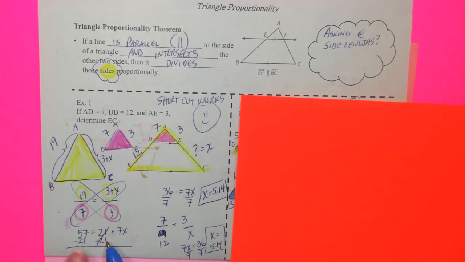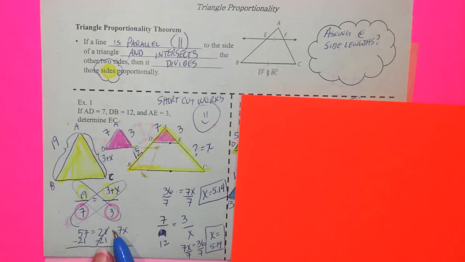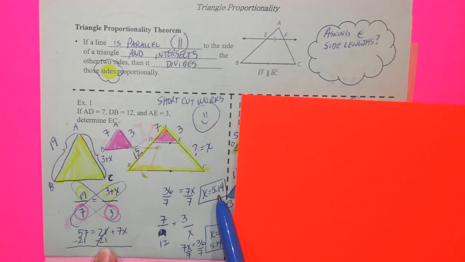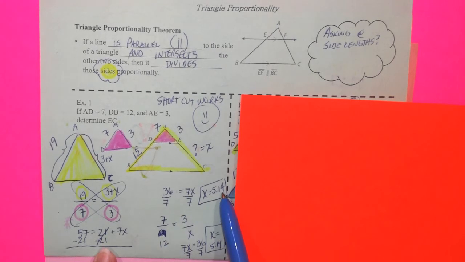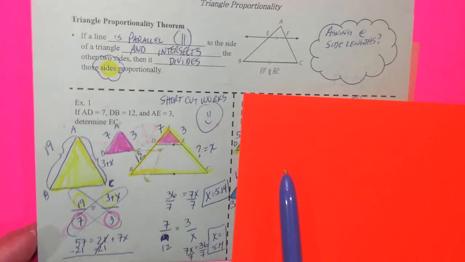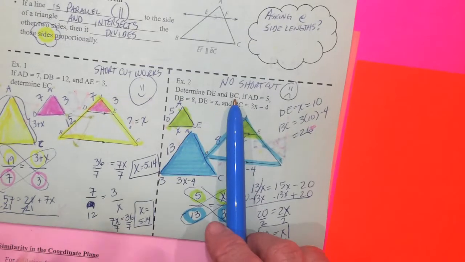Let's move all our numbers to the left side to combine like terms, so subtract 21 from both sides. And you end up with 36 equals 7x. When you divide both sides by 7, you get a decimal answer, which is fine. 5.14 would be x. Okay? So let's look at another example.